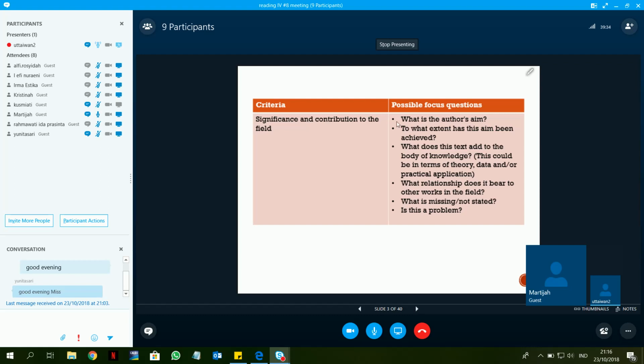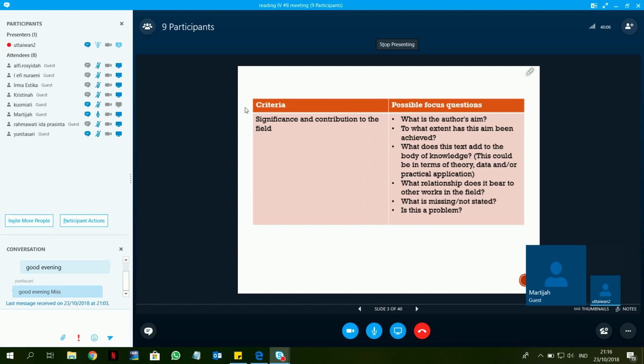Nah, jadi ini ada kriteria, terus kemudian ada possible focus question. Yang pertama itu kriteria itu apa? Significance and contribution to the field. Ada yang tahu nggak significance itu apa? Spesifik ya. Significance itu seberapa penting, to what degree. This one is important. Jadi significance itu kata lainnya adalah importance dan contribute, pengaruhnya apa.